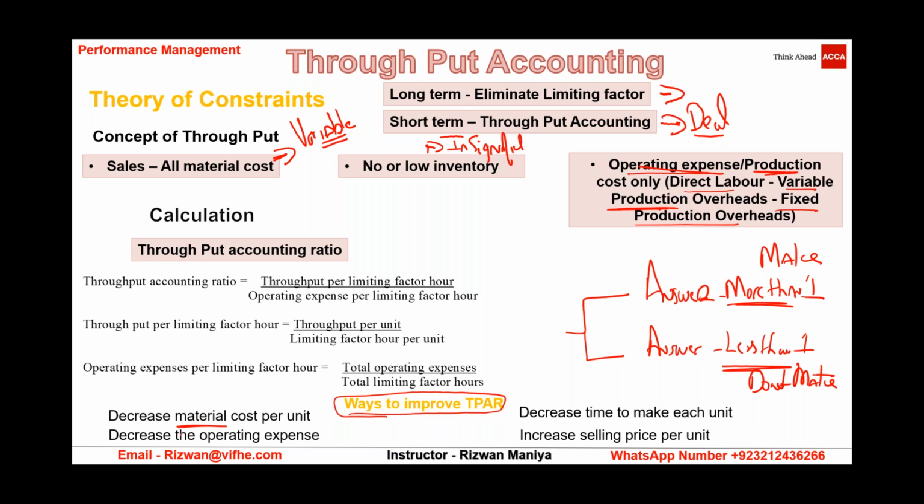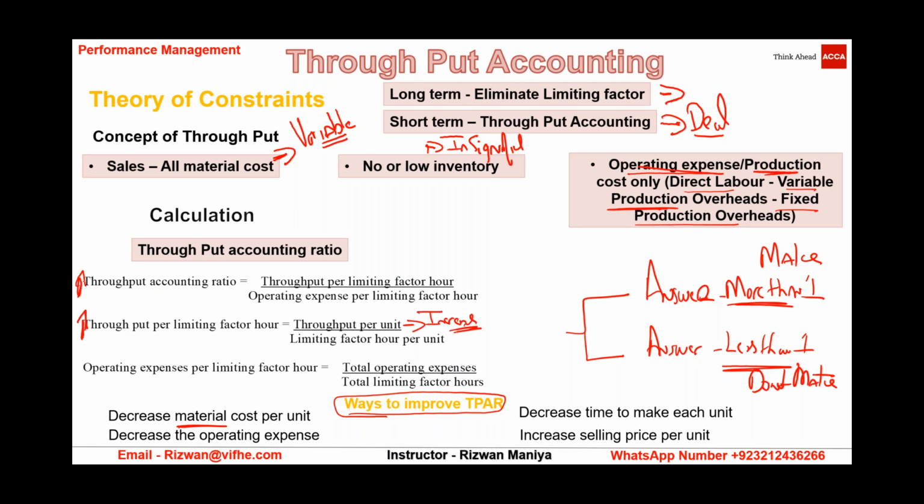If you decrease material cost, it will increase your throughput per unit. Agreed? If material cost decreases, throughput per unit increases. And if throughput per unit increases, it will increase your throughput per hour as well. And if your throughput per hour increases, throughput accounting ratio will increase. So a decrease in material cost will increase your throughput per unit, and this further will have a big impact and will increase throughput accounting ratio.